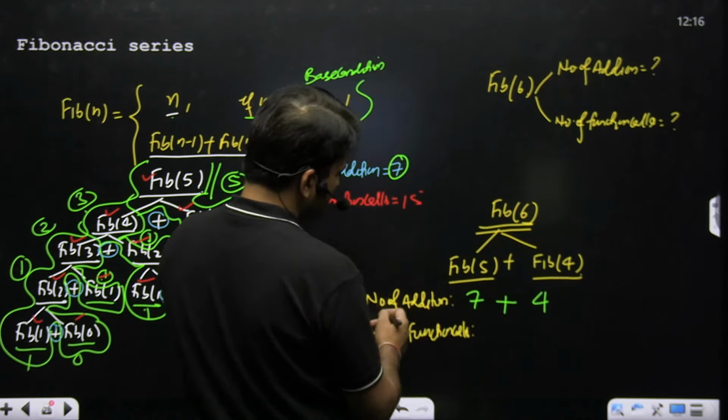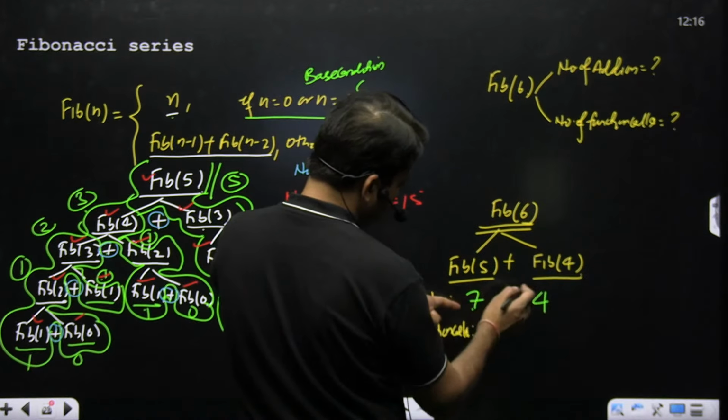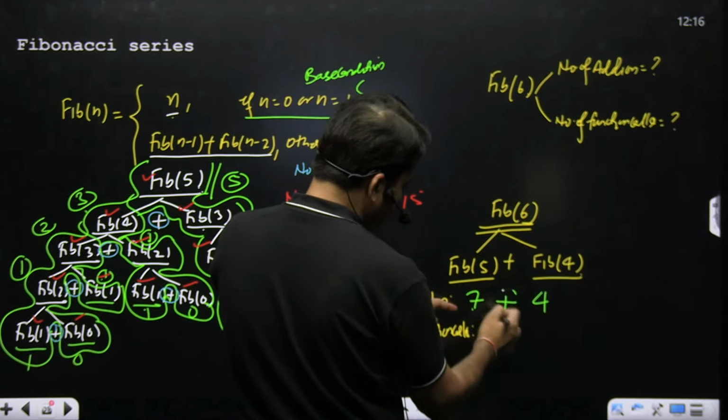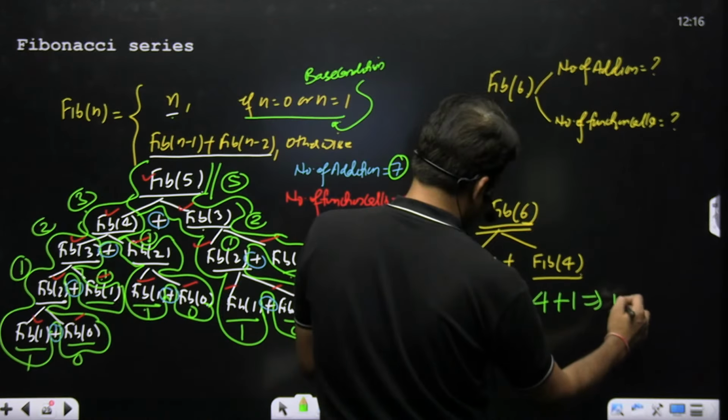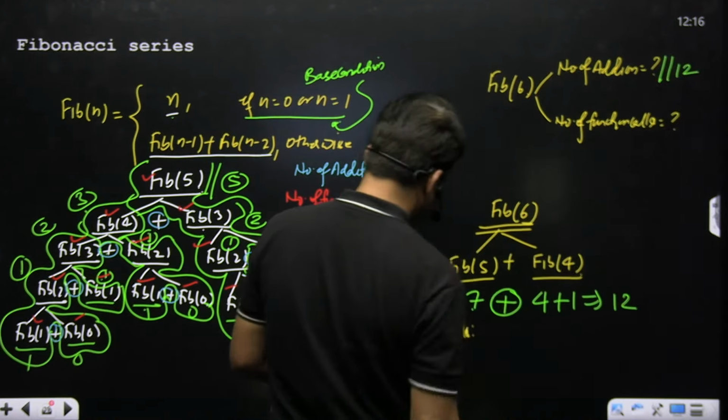Number of additions: 7 in Fibonacci 5, plus 4 in Fibonacci 4, plus 1 for this one, so plus 1 this one. So the total is what, sir? 7 plus 4 plus 1 is 12. So number of additions equals 12. What about the number of function calls?